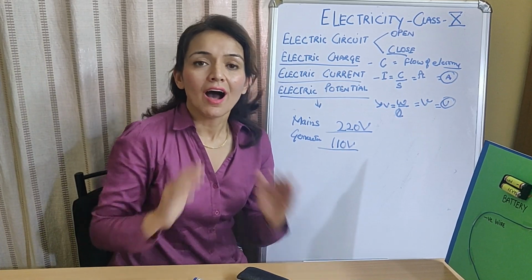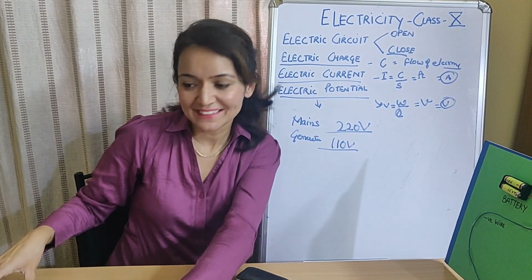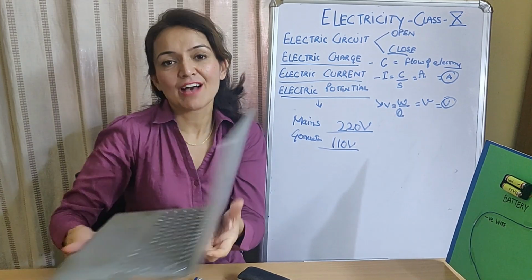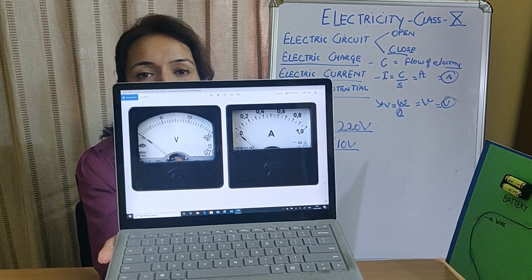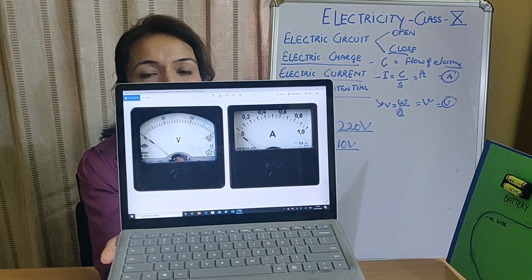So now, ending up the topic of electricity, electric voltage and all four parts, I would like to show you how an ammeter and voltmeter look. Just have a look at this diagram. This is A for ammeter and V for voltmeter.